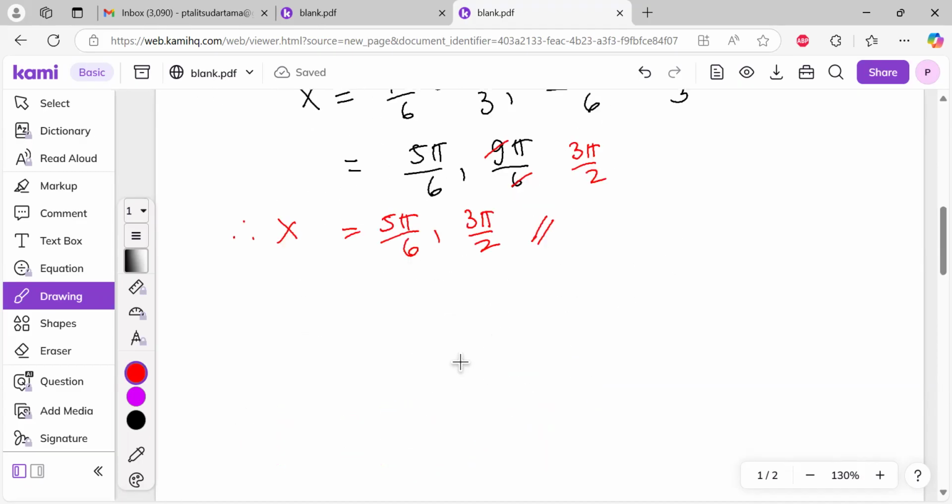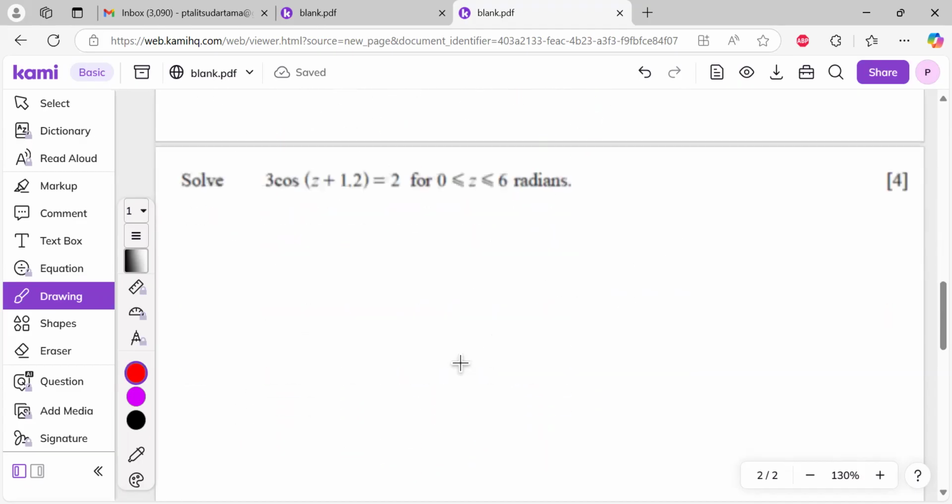Okay, let me challenge you with the second question. It's similar. It's not exactly the same, but the method or the type of question is quite similar.